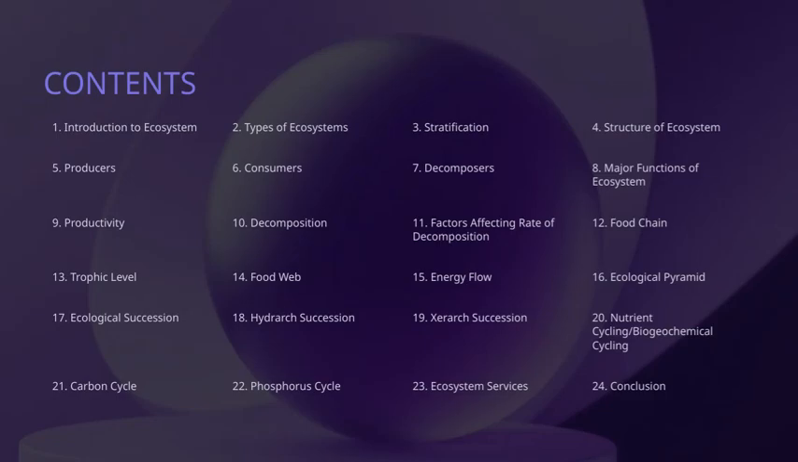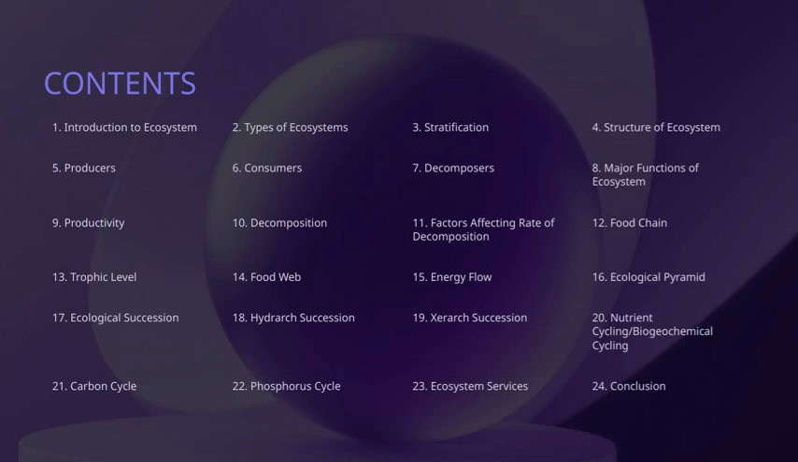So as we wrap up, let's briefly revisit some of the key concepts we've covered in this presentation. First, the conclusion ties together all the ideas we've discussed about ecosystems and their functions. Moving back to nutrient cycling, or biogeochemical cycling, this process is crucial because it describes how essential elements move through living organisms and the environment, maintaining the balance necessary for life.